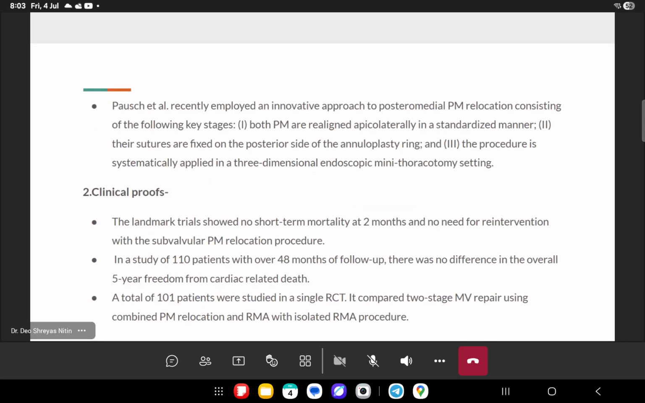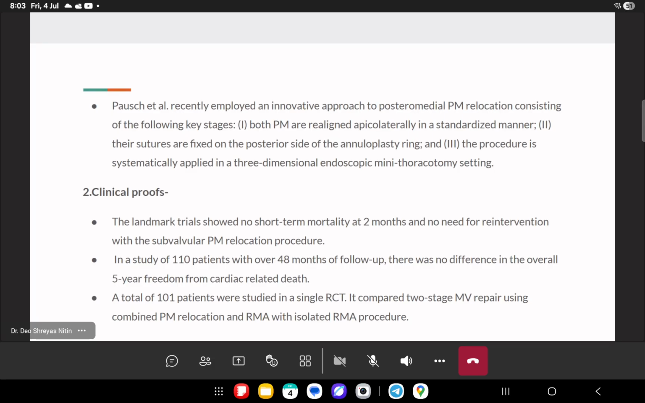Paul Schuttle recently employed an innovative approach to posteromedial papillary muscle relocation consisting of the following key stages. Both papillary muscles are realigned apicolaterally in a standardized manner. Their sutures are fixed on the posterior side of the annuloplasty ring. The procedure is systematically applied in a three-dimensional endoscopic or mini-thoracotomy setting.